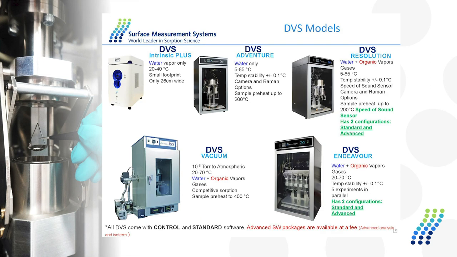Yeah, these are different models and the specifications are available on the website as well. And with those systems, we can integrate the Raman and the camera. But with the smallest one, we can't use the preheater or other options.